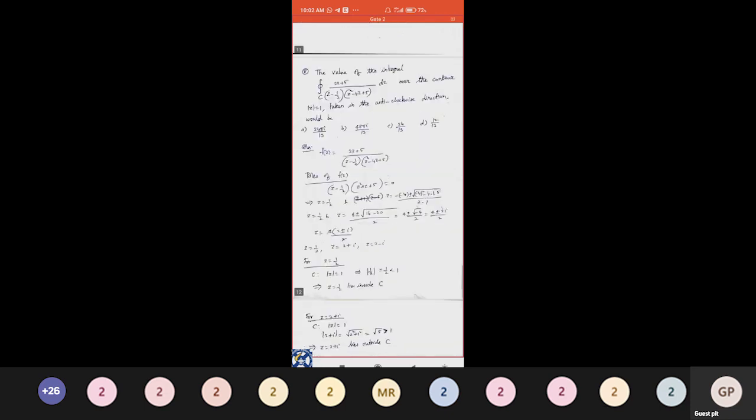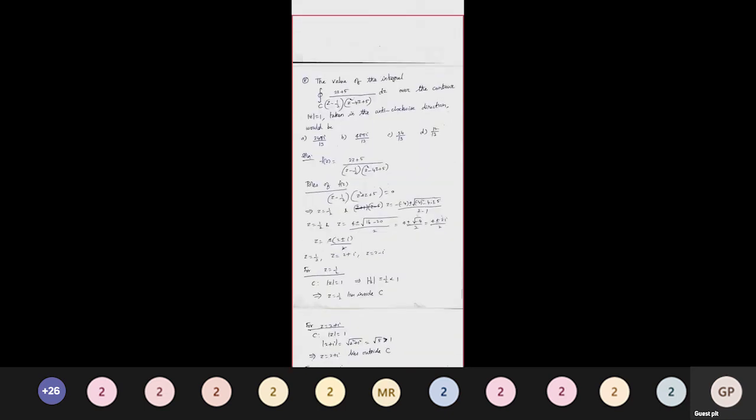Let us solve the next question. The value of the integral, integration over C of (2z plus 5) dz divided by (z minus 1 by 2) into (z square minus 4z plus 5), over the contour modulus of z equals 1 taken in the anti-clockwise direction, would be what? Multiple choice question. So we have 4 options. We have to pick the correct choice.